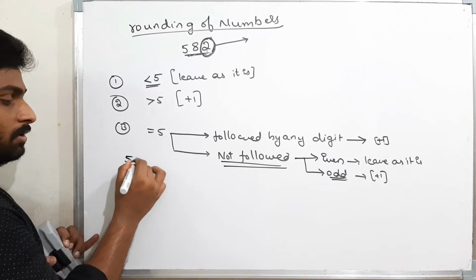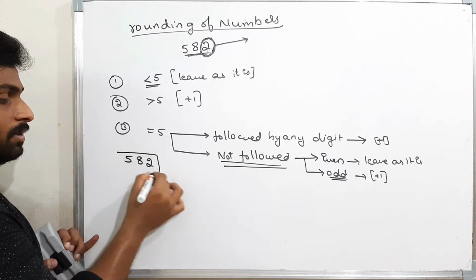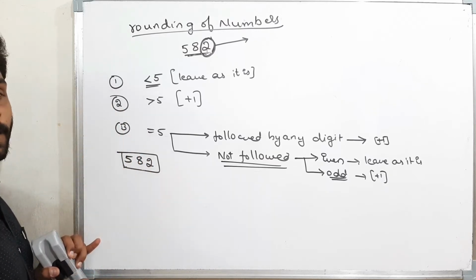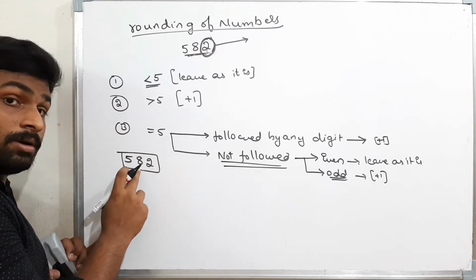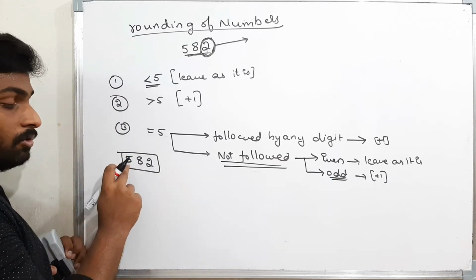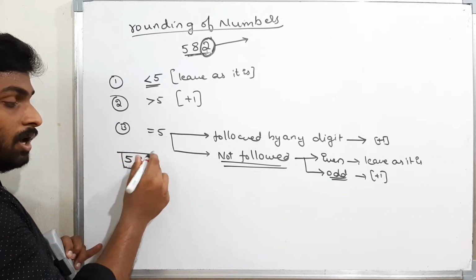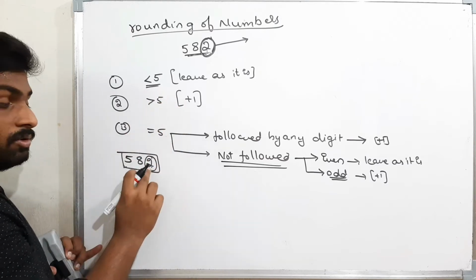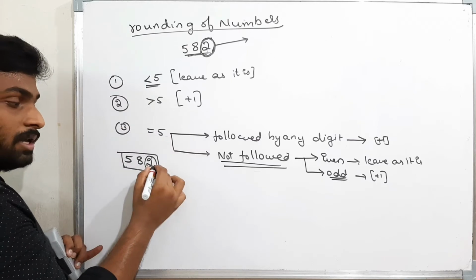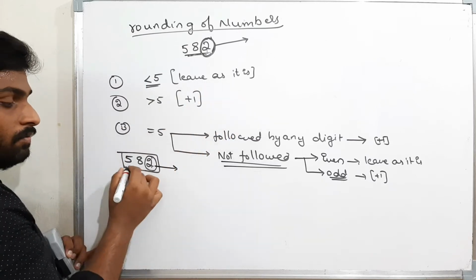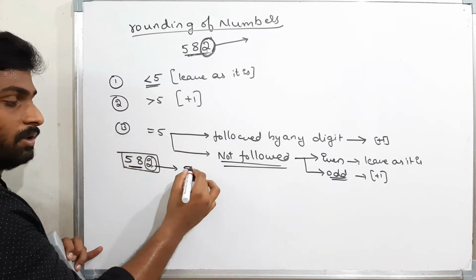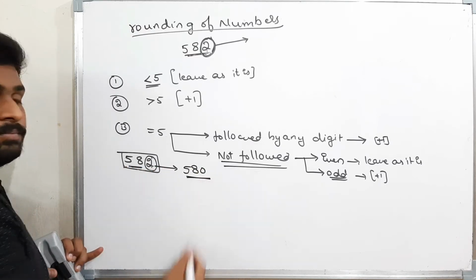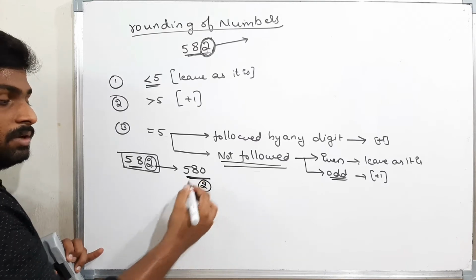Now they gave this number 582 and told us to round off this number to two significant figures. That means, if I want to round off to two significant figures, I have to round off 2. Now is 2 greater than 5, less than 5, or equal to 5? 2 is less than 5. If it is less than 5, what do I have to do? I have to leave it as it is. So for 58, I have to leave it like that, that means 58 and 0, 580. The rounding of 582 is nothing but 580, which has two significant figures.